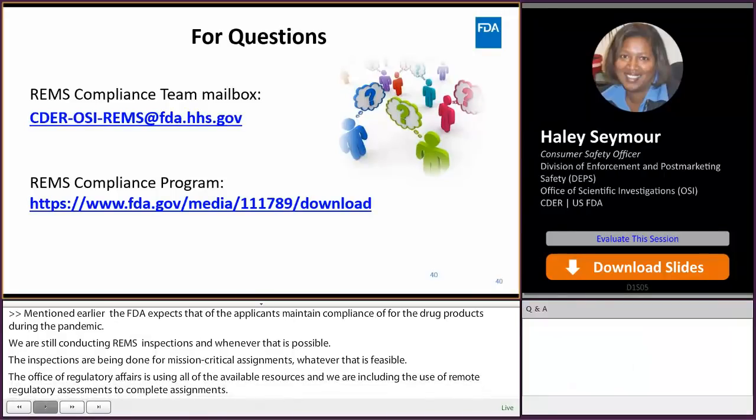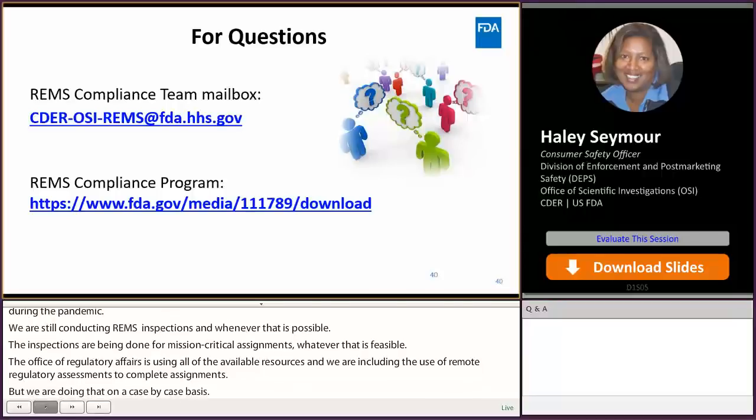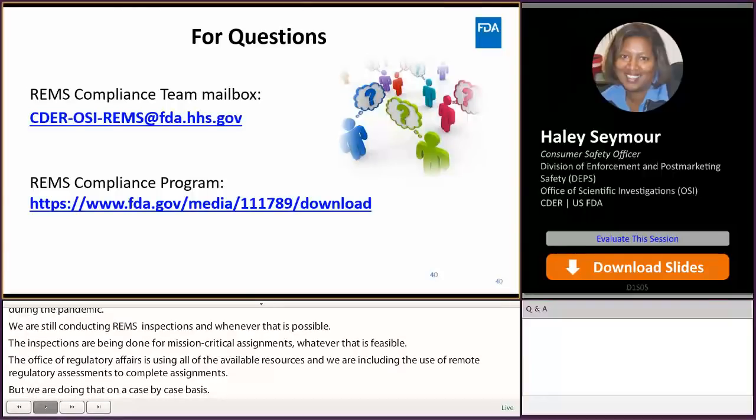If it is not feasible to travel for these inspections, then FDA will consider conducting the remote regulatory assessment if that is applicable.